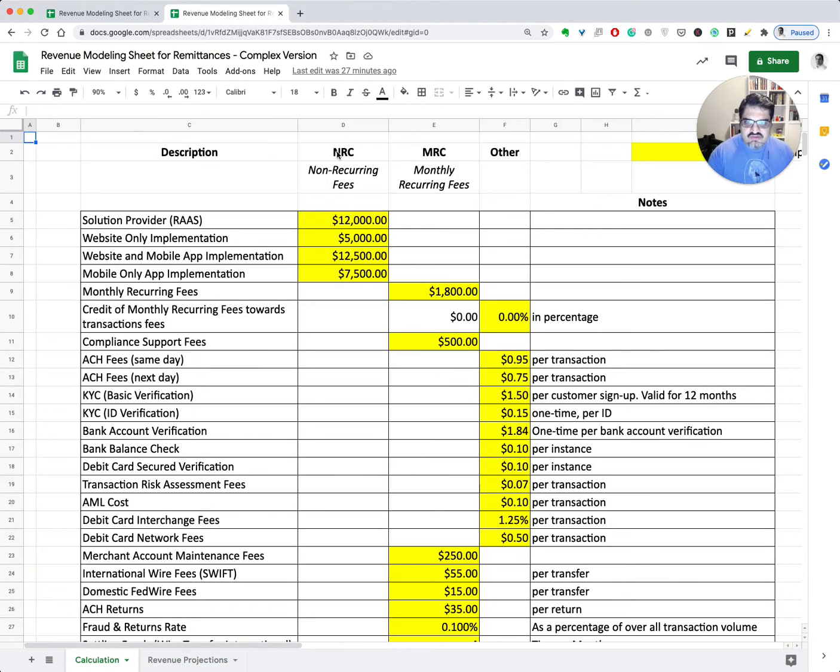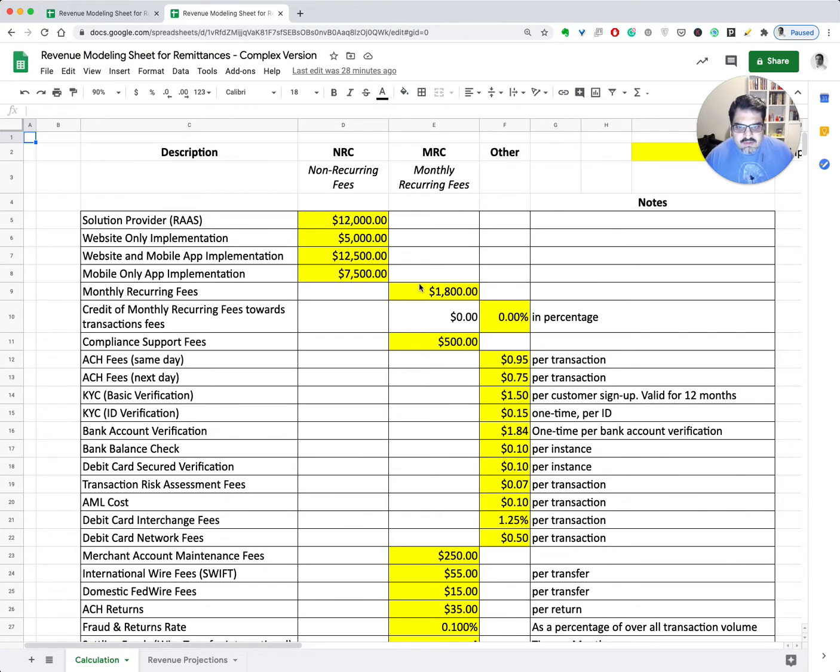Everything over here is either NRC, which is a non-recurring fee or one-time fee, and MRC, which is the monthly recurring fee, or other. So other basically says that it may be a per transaction or a one-time fee, and everything is listed over here. ACH fees, same day, are 95 cents per transaction. KYC fees, basic verification, is $1.50 per customer sign up, valid for 12 months, etc.